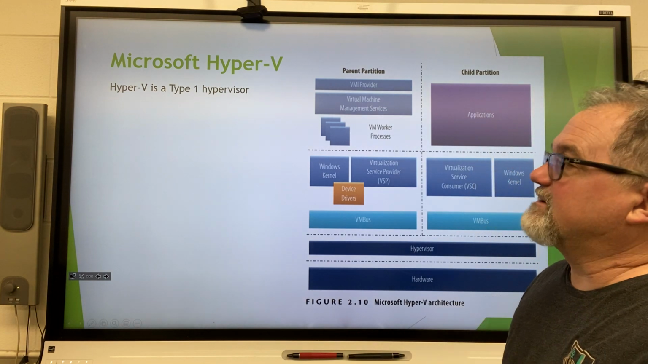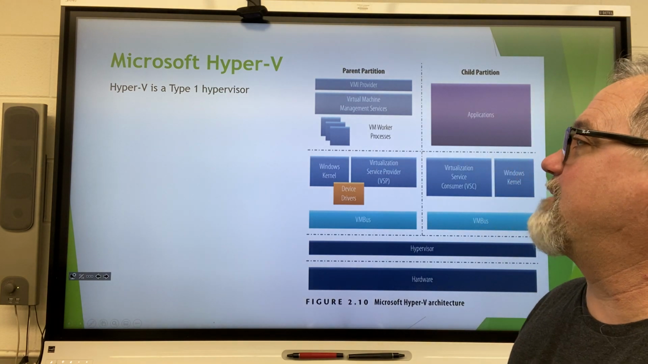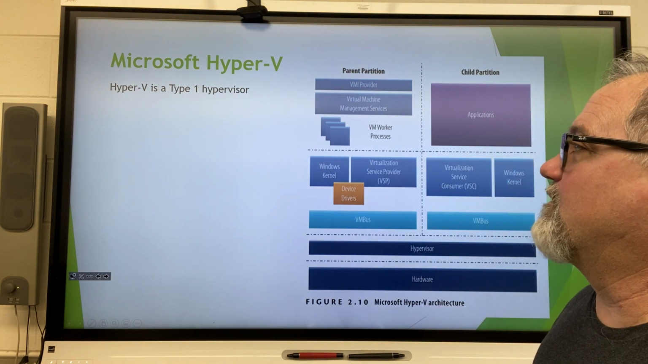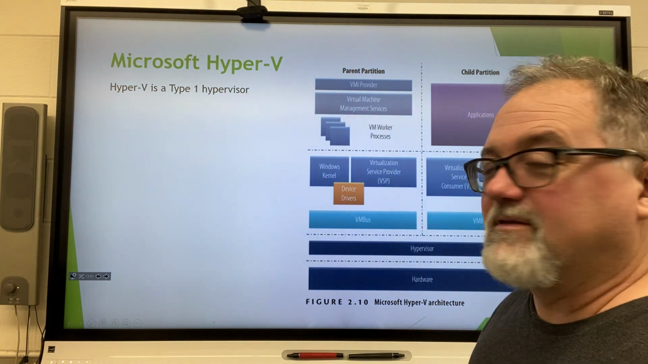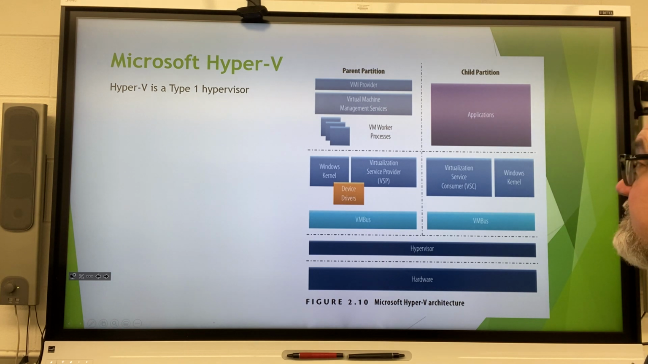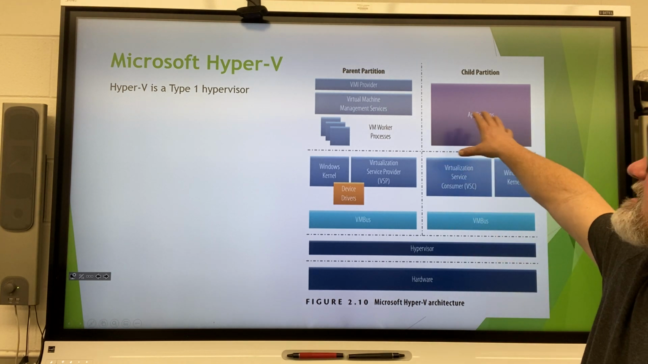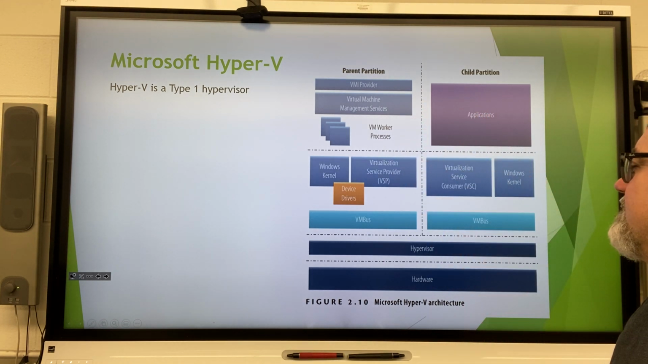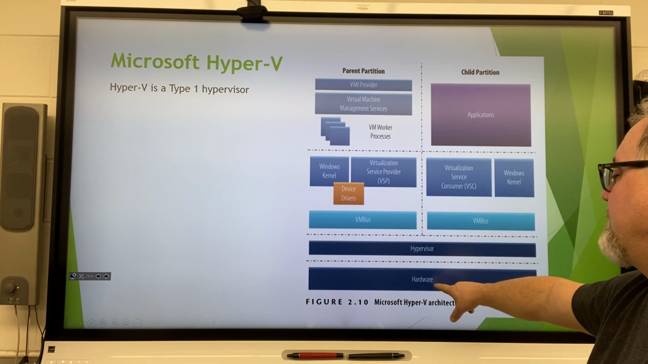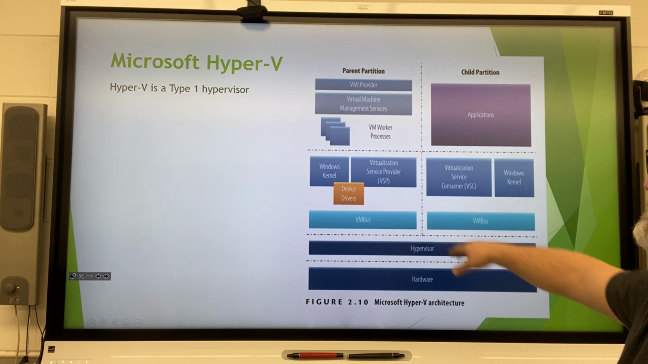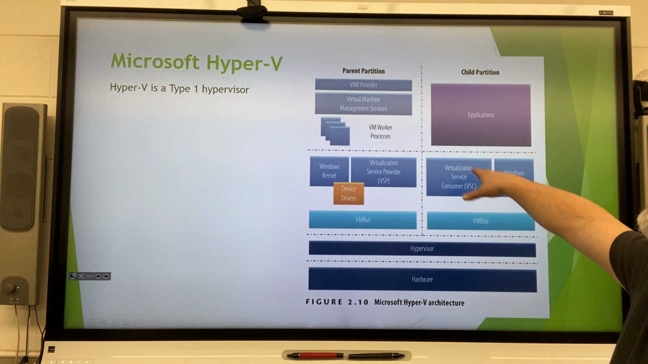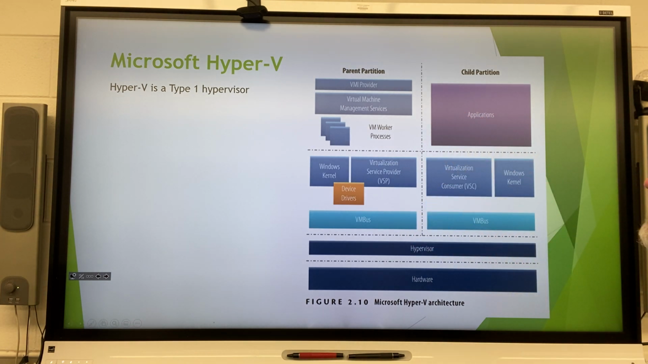And here is a diagram of what Microsoft Hyper-V looks like. Hyper-V is a Type 1 hypervisor, and it's probably going to take over the world, just like everything Microsoft does. Let me get back here and let you look at the diagram. There's the child partition and the parent partition. They have a VM bus, they have the hardware, which is the server, the motherboard, the hypervisor, and we have these virtual machines, the VM buses. So this is kind of how it all looks.